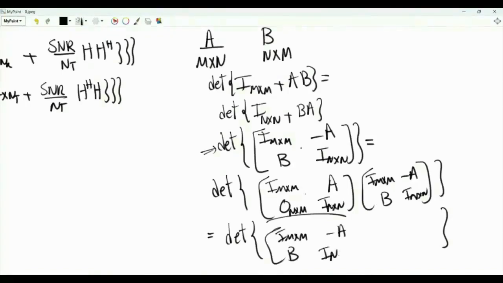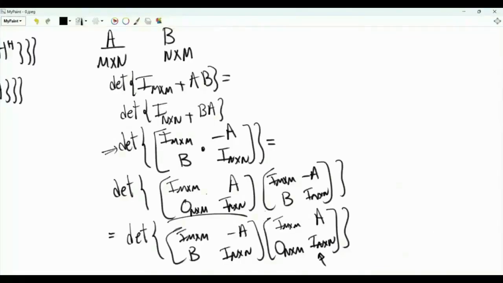Now, what we will do is multiply from the right by the matrix I (m by m), A, 0 (n by m), and then I (n by n). Same thing, this determinant is exactly equal to the determinant because this matrix has a determinant of unity. We are trying to compute the determinant in 2 different ways. Let's see what we will get from here and what we will get from there. Let's actually do the matrix multiplication.